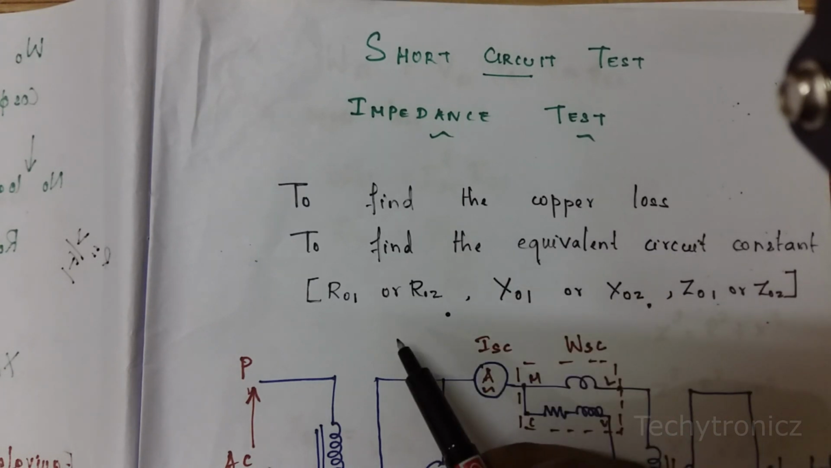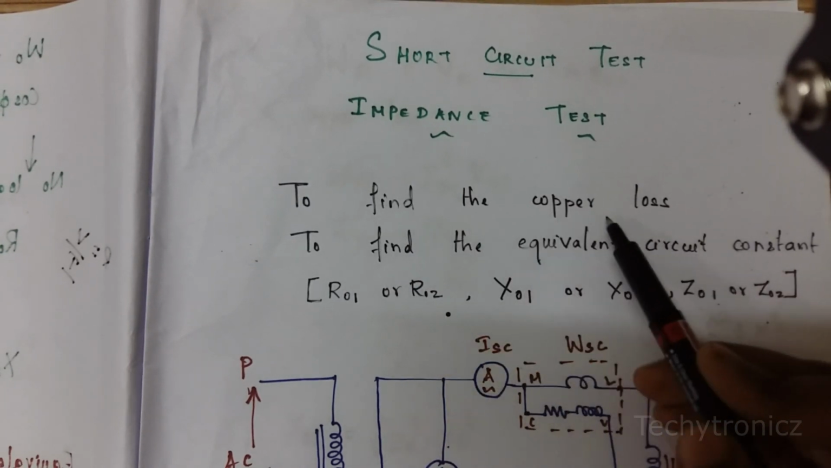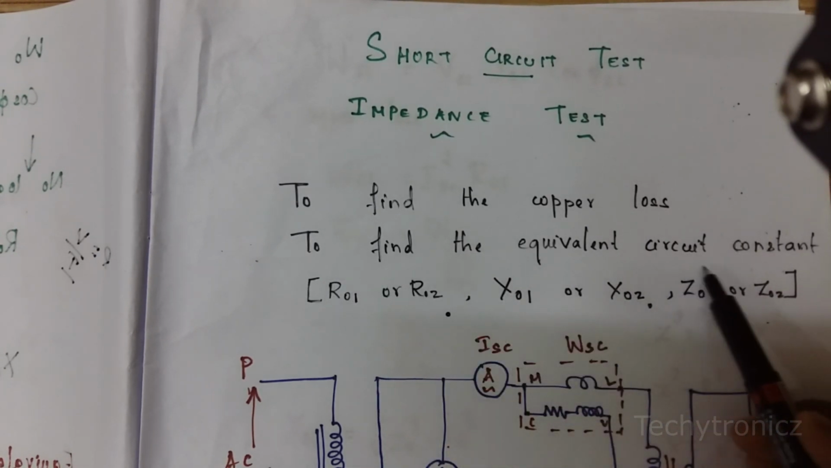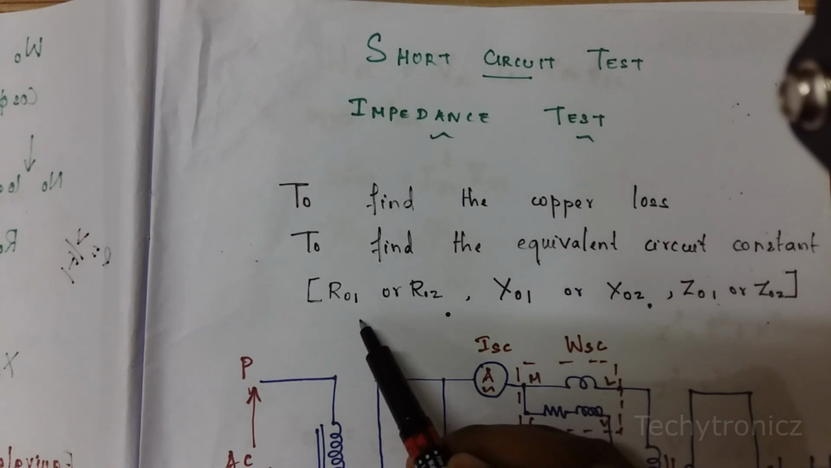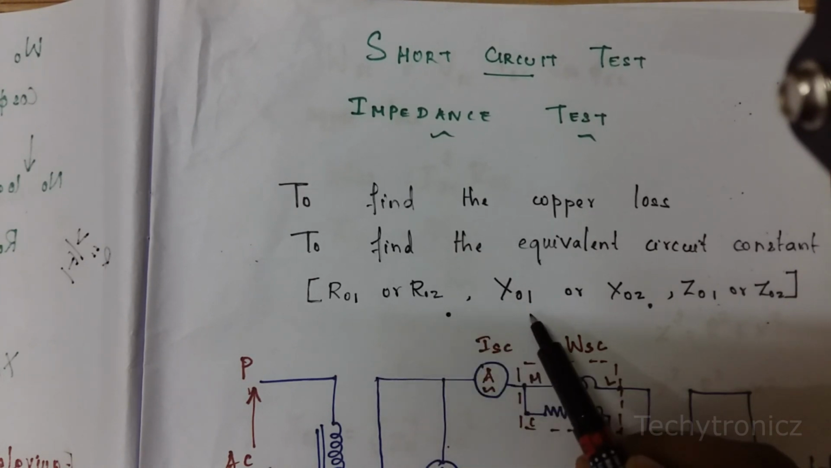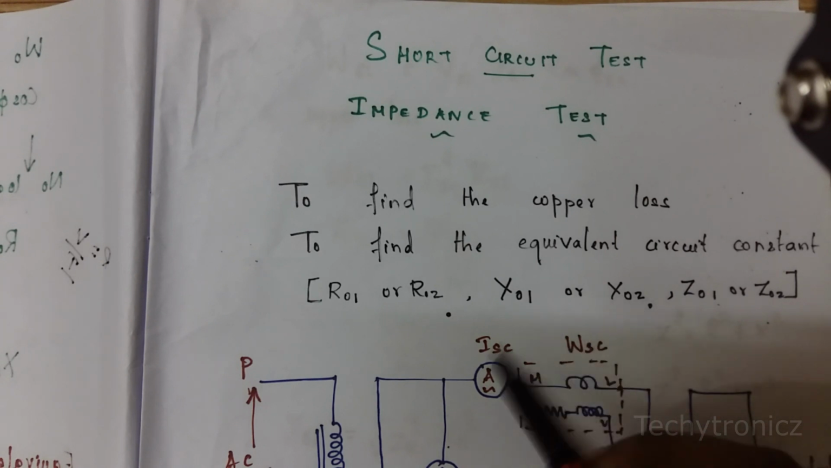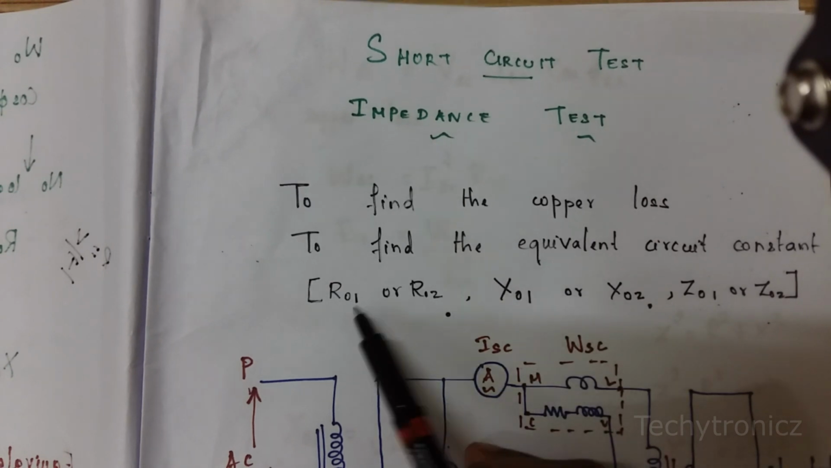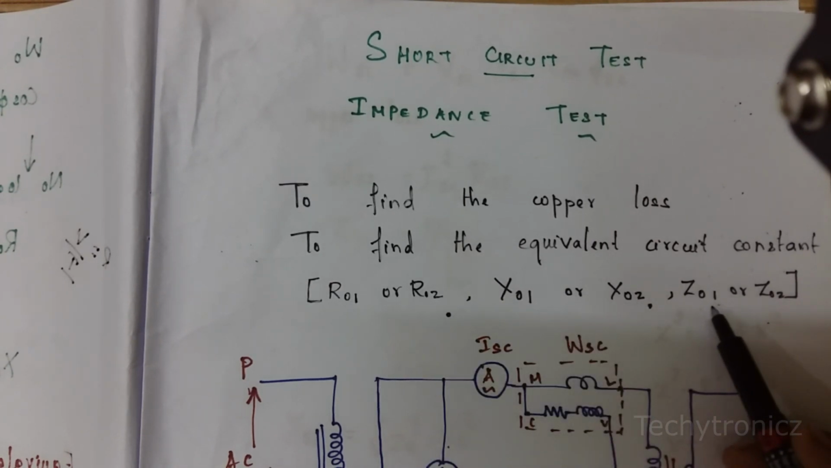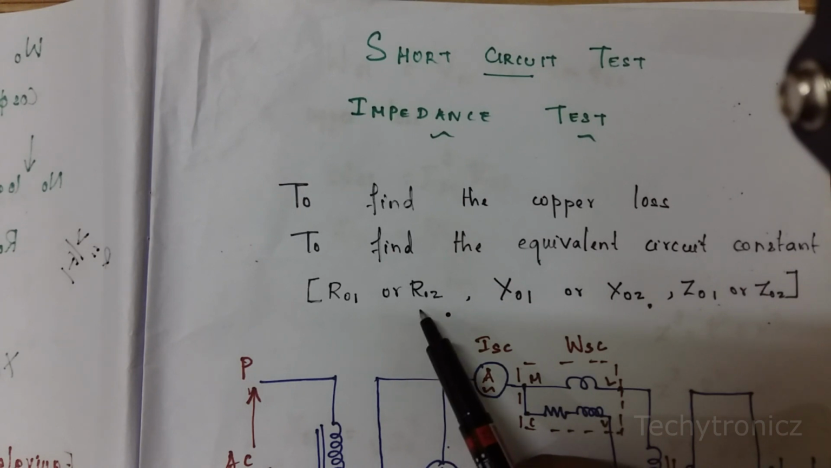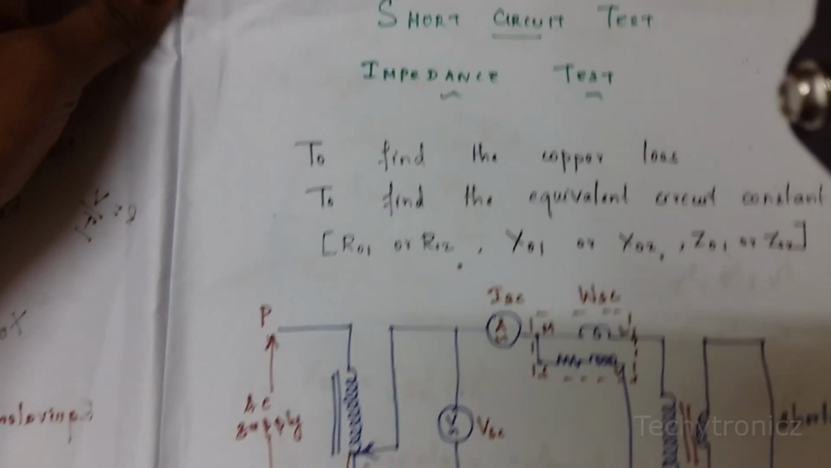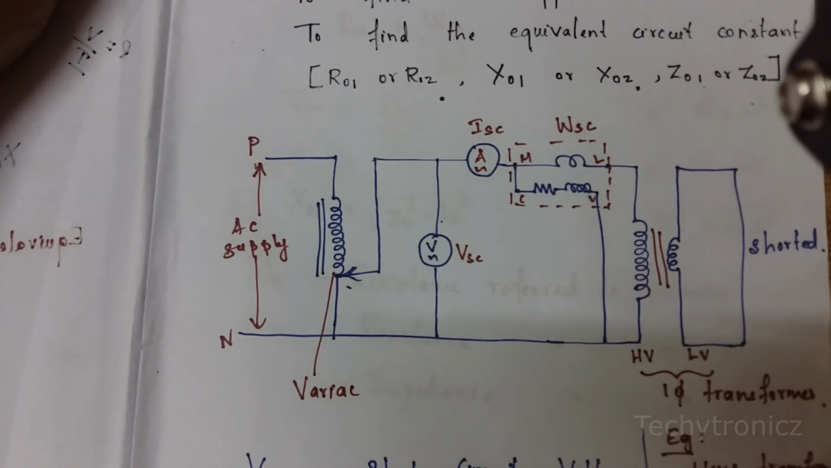The short circuit test is used to find the copper loss, and also to find the equivalent circuit constants, that is R01 or R02, reactance X01 or X02, and impedance Z01 or Z02. R01, X01 and Z01 are referred to primary, and R02, X02 and Z02 are referred to secondary. And this is the circuit diagram for the short circuit test.